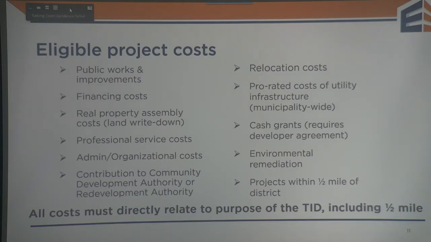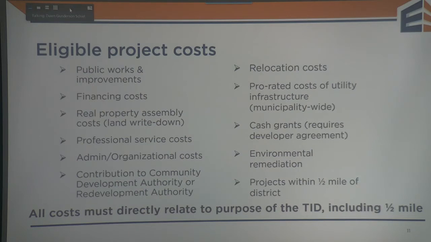I do want to point out that for any costs within the half mile, you need to be able to relate the benefit and the purpose to the tax increment district itself. So bringing utilities to a site, those are eligible expenses if you can prove that they're benefiting the district or the development itself within the district. And that would probably be the case here in Elm Grove.